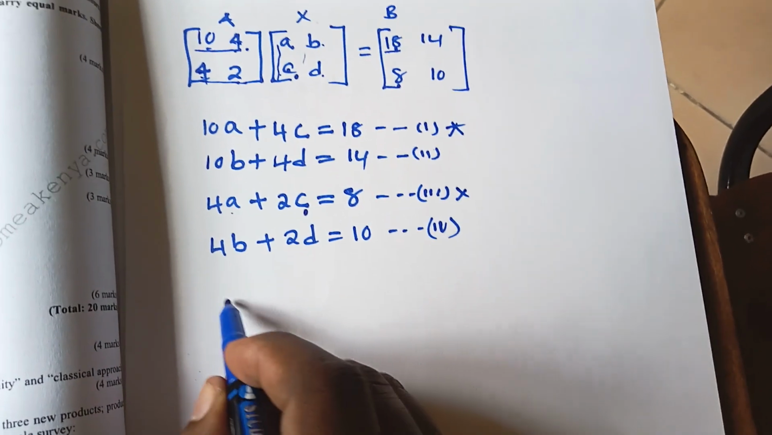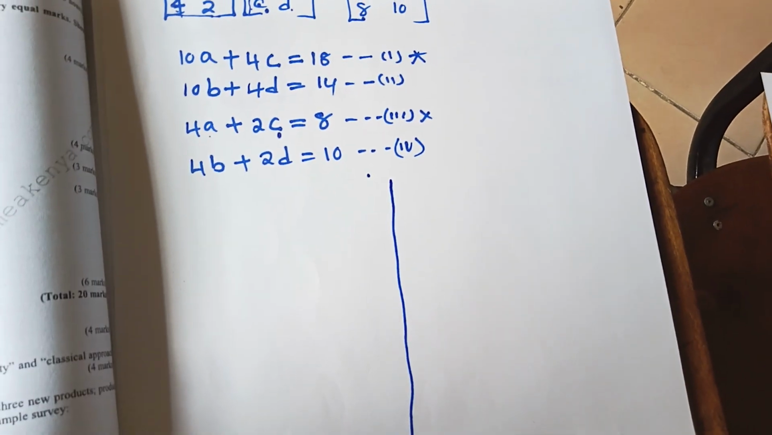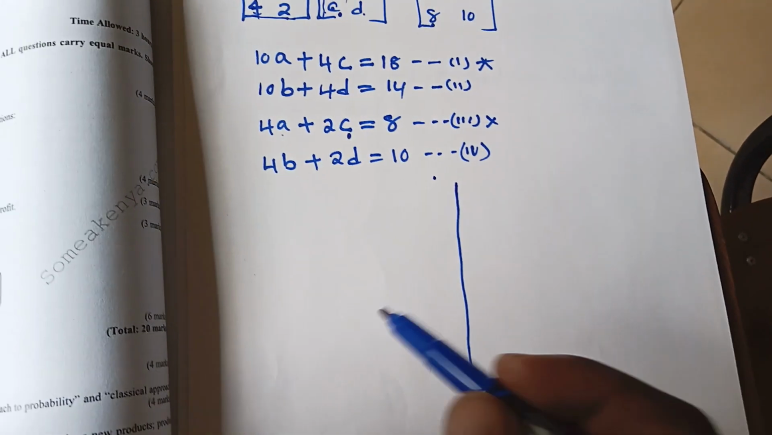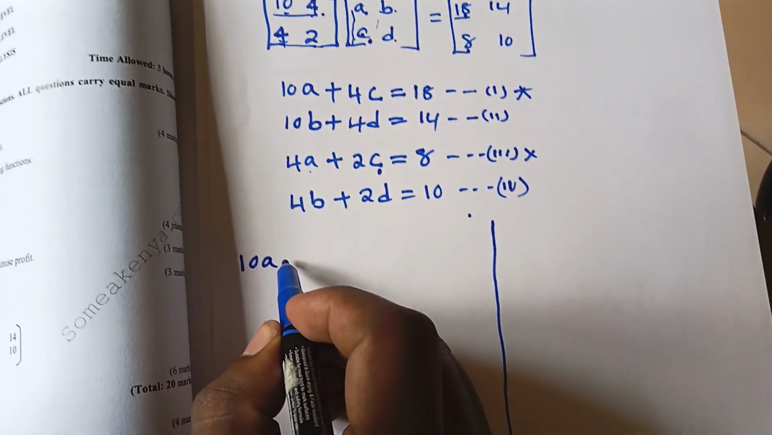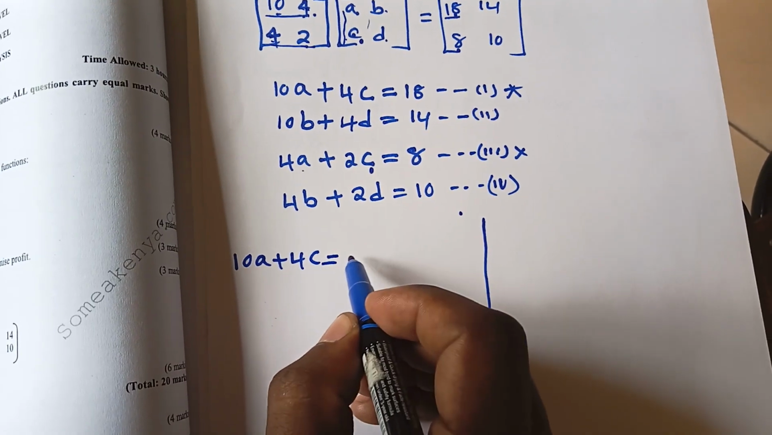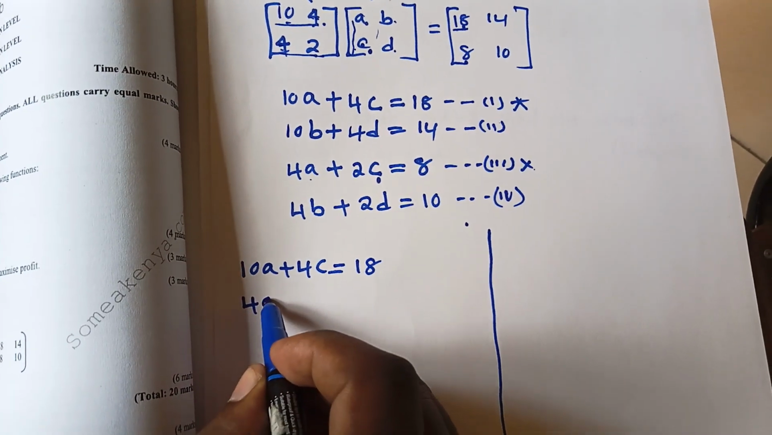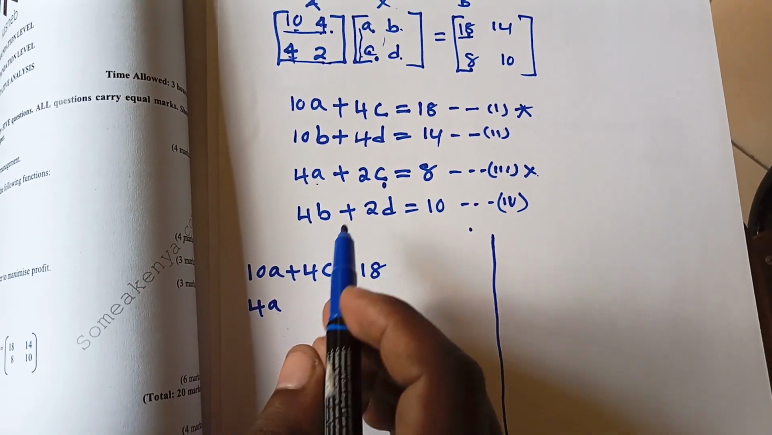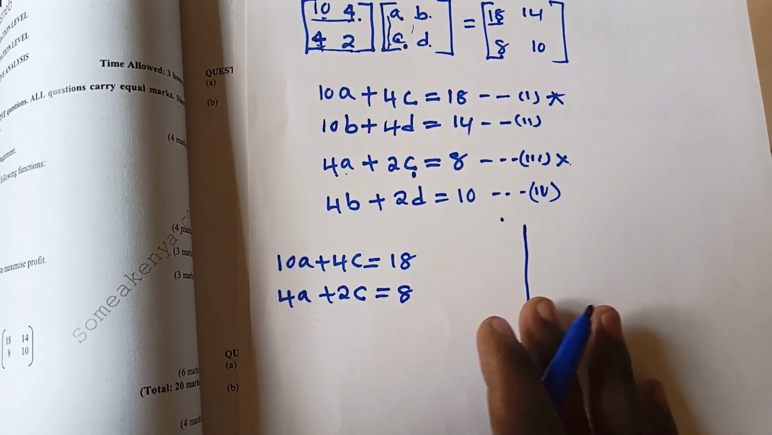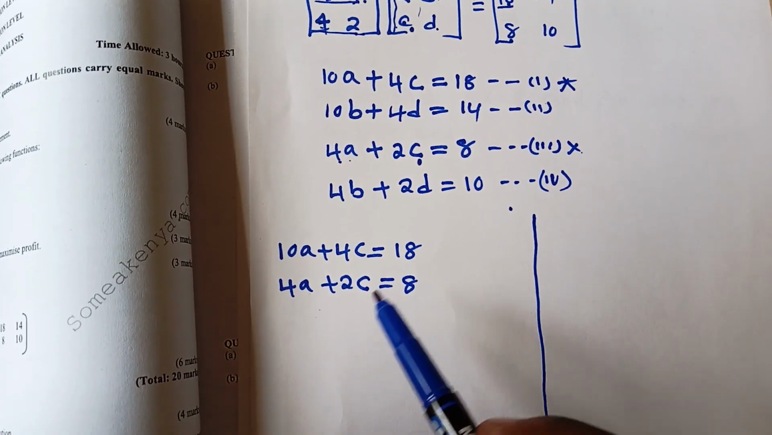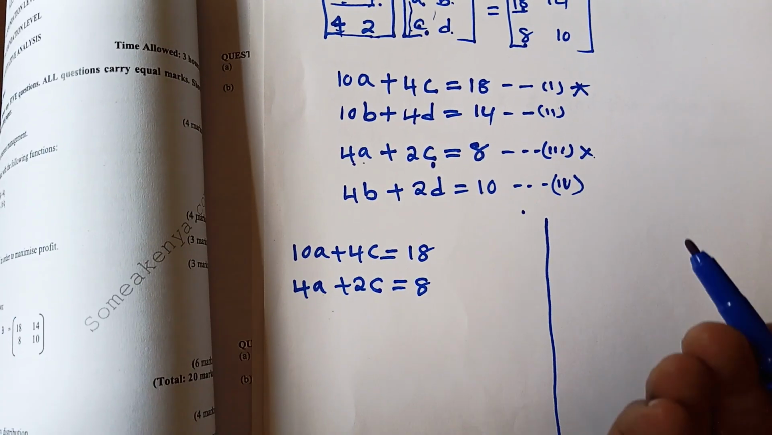So in this particular case, allow me to divide this page into 2 so that we can arrange our work neatly. So here we have 10A plus 4C, we equate it to 18, and then from there we take our equation number 3, which is 4A plus 2C, we equate it to 8. There are various methods that you can use when it comes to solving simultaneous equations, but I'm going to use the one that I'm comfortable with, that is the elimination method.